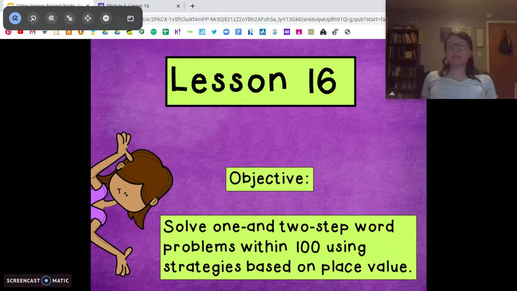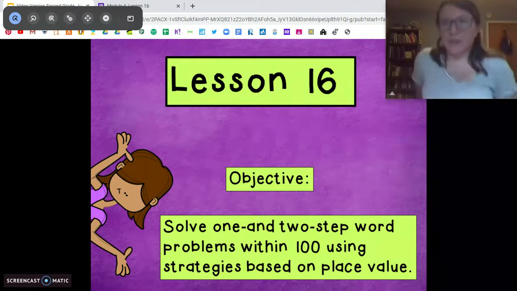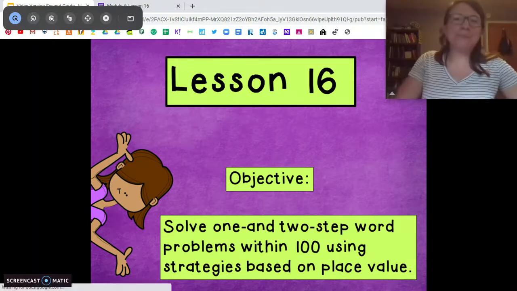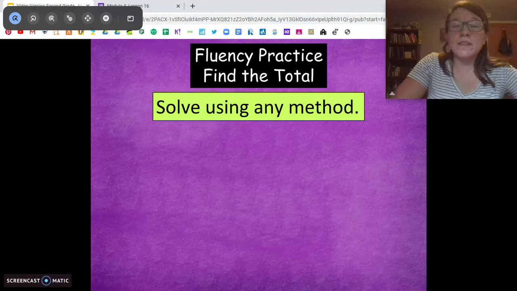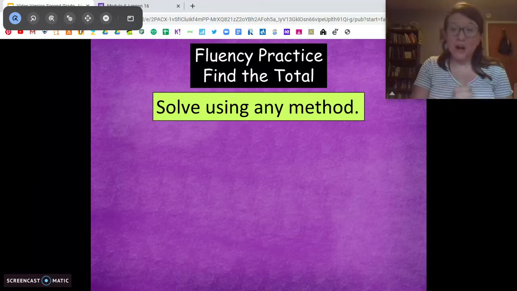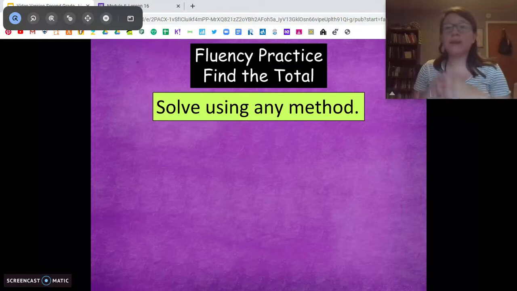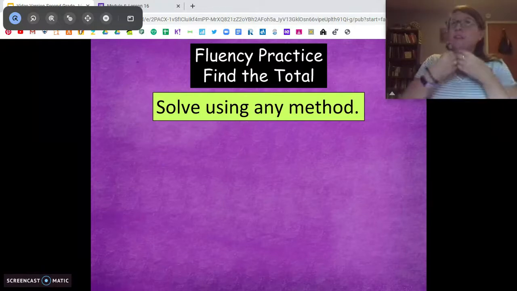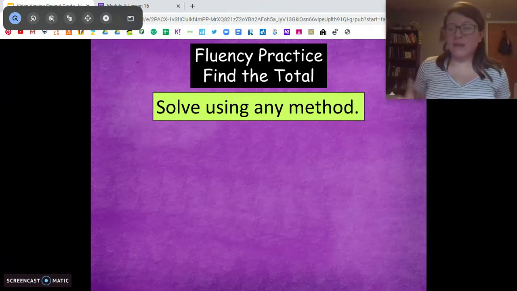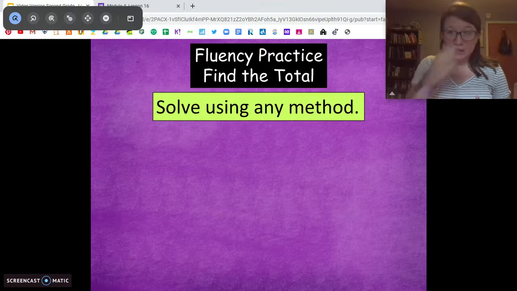Make sure you have something to write with and something to write on, so that we can work through these problems together today. Okay, here we go. For this first set of fluency problems, I'm just going to give you a problem, and then I want you to pause the video and solve it in whatever way you want. You can use the vertical method, the arrow way, a tape diagram, or number bonds. Whatever way makes the most sense to you, I just want you to practice solving. There's going to be some addition and some subtraction.